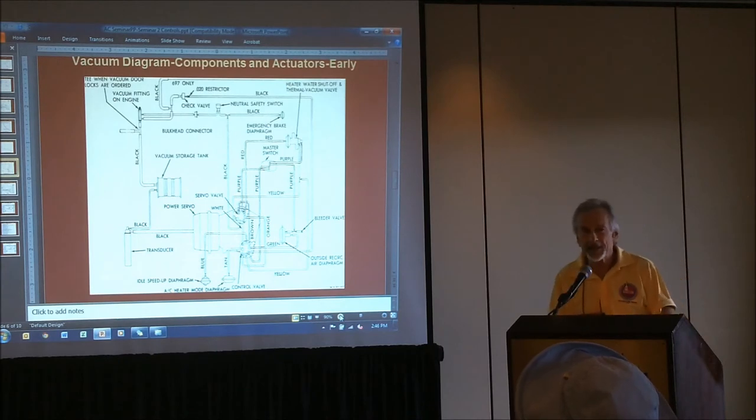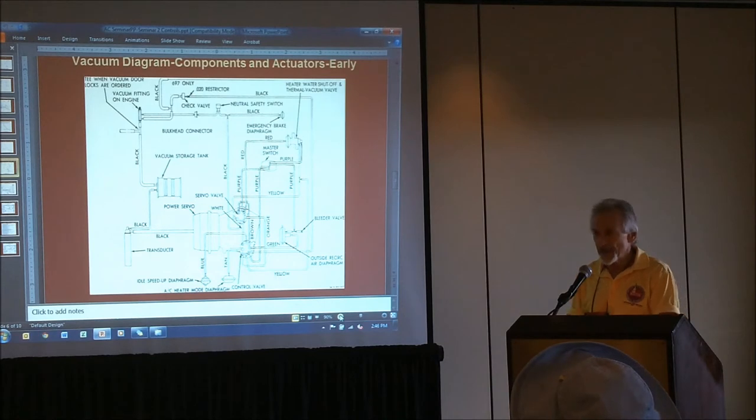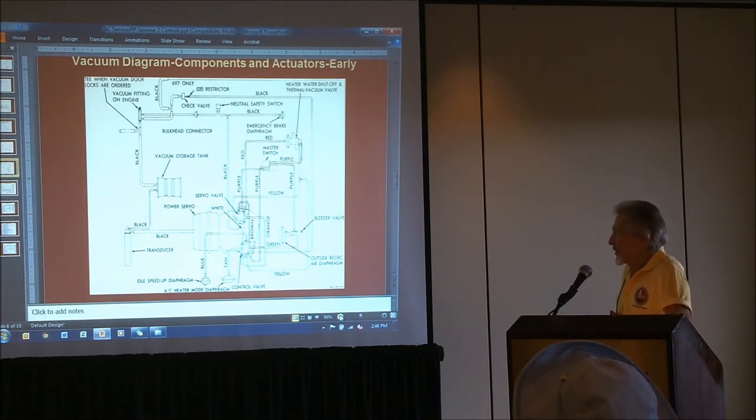At 10 volts, it keeps the transducer closed. When the transducer is closed, you don't have any vacuum to the servo, you're at maximum air conditioning. And what controls that heat and cooling are the actuators and the mode AC heater mode control door.